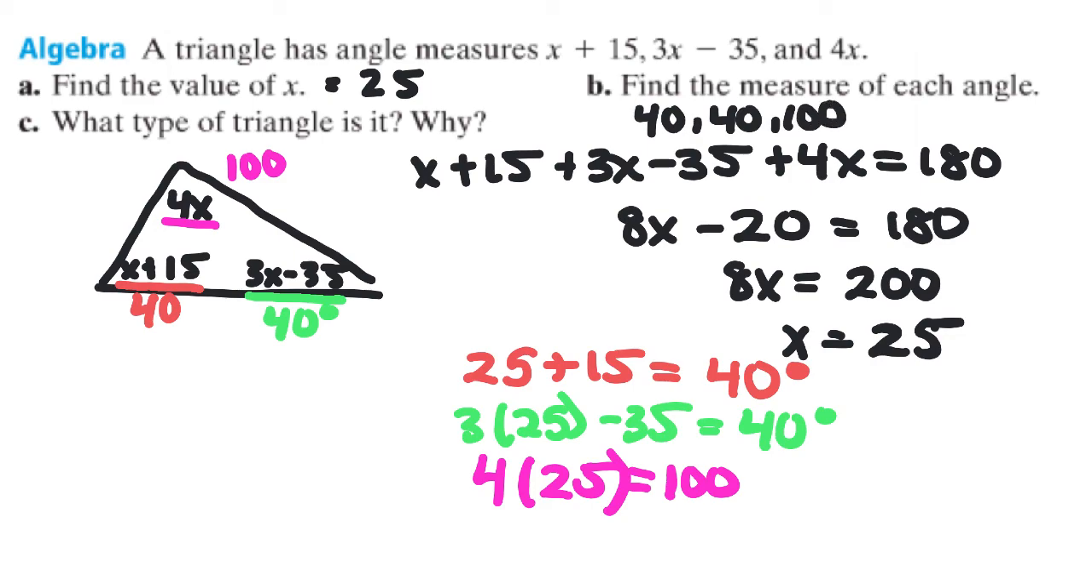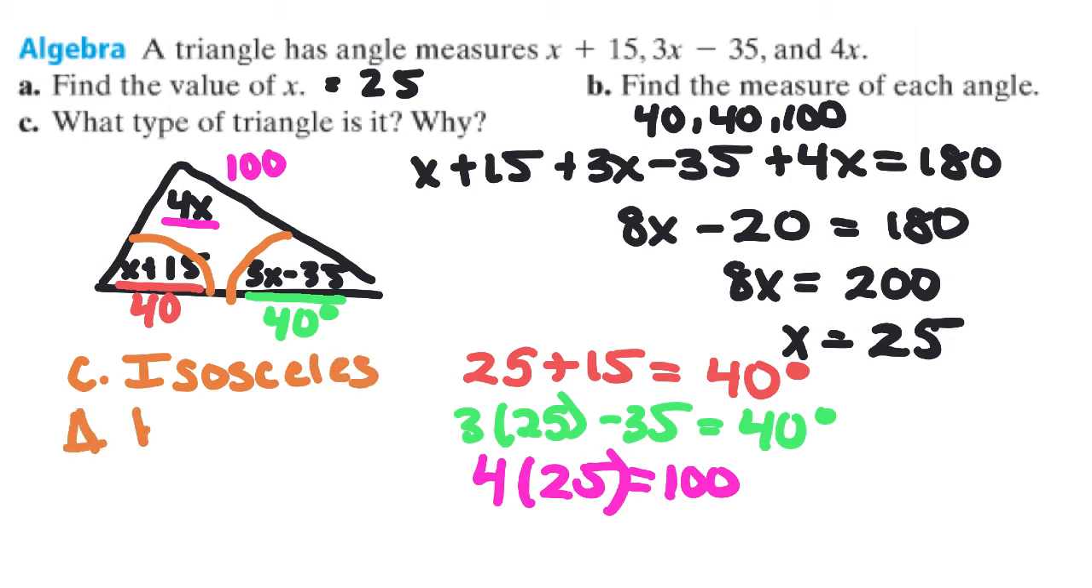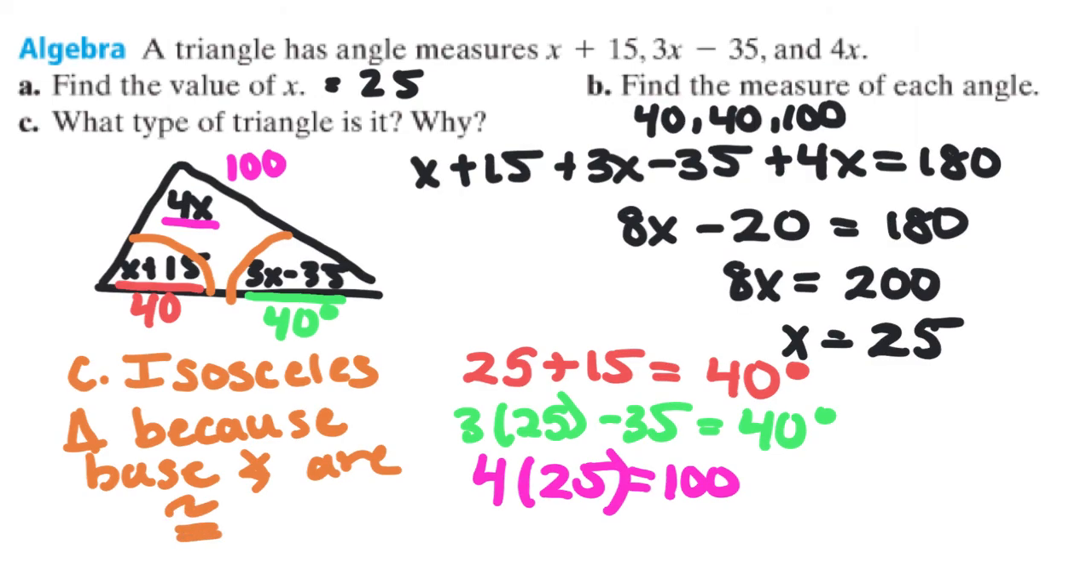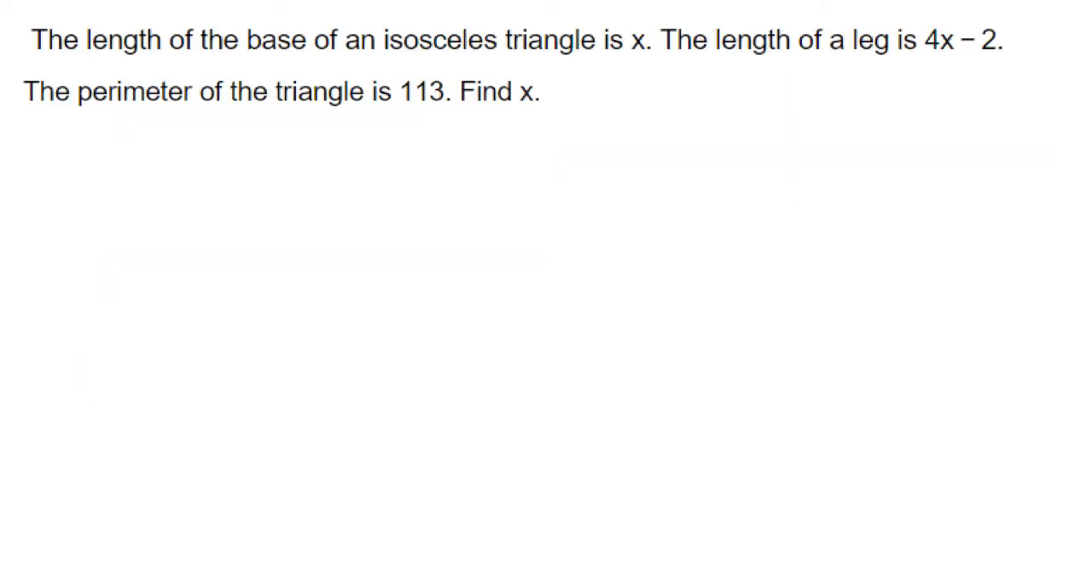And then lastly, what type of triangle is it and why? Our answer to C would be that we see that these base angles are the same. So that tells us it's an isosceles triangle. So it's an isosceles triangle because base angles are congruent.